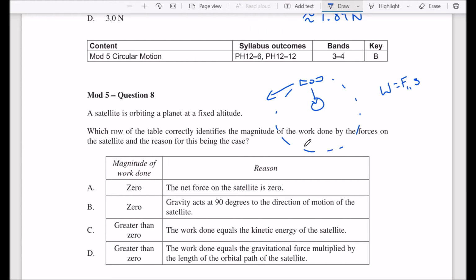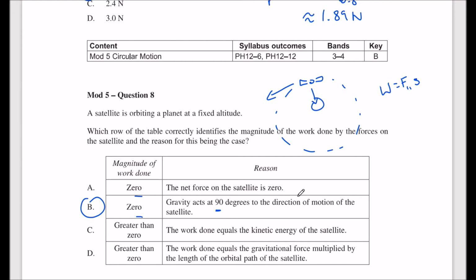So technically speaking, there is zero work being done on the satellite as it orbits around the planet, and the reason being the force acts at 90 degrees to the direction of motion of the satellite. So there's that. There is a net force, it's going in this way, but the more correct idea is that it's 90 degrees to the actual motion. And from what we say with work done, if it's parallel, you get maximum work done. If it's perpendicular, it's considered zero work done, because you're not applying the force in the same direction of motion.